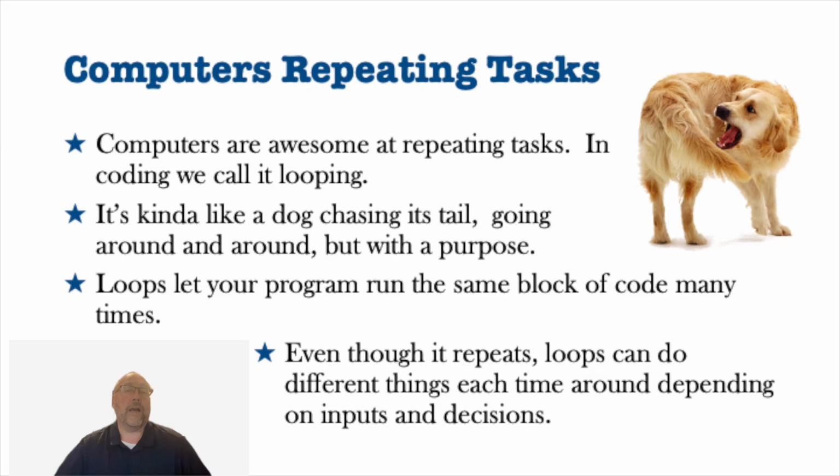Now that you've learned about logical expressions when we talked about decision making and arithmetic expressions in the prior chapter, it's time to start talking about loops. Computers are really good at doing the same thing over and over and over again. And in coding, this is what we call looping. Looping is kind of like a dog that chases its tail, going around and around and around. But usually with computers, we do it with a purpose. Well, they don't always do that. Dogs don't always do that.